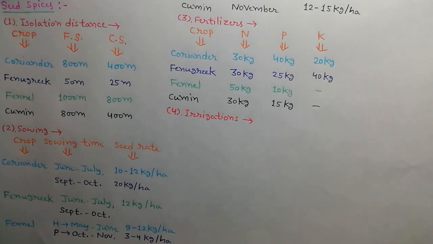Irrigation requirement may vary according to the type of crop, but for all seed spices, it remains the same. In all seed spices, first irrigation should be given immediately after sowing and the second irrigation should be given on the third day of sowing. Subsequent irrigations should be given at 7 to 10 days intervals.